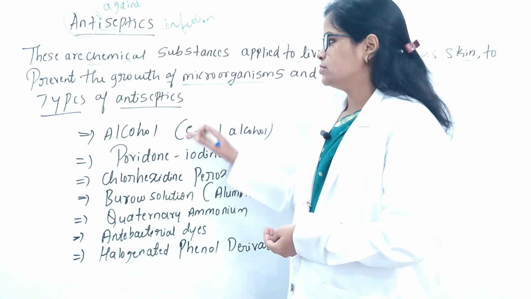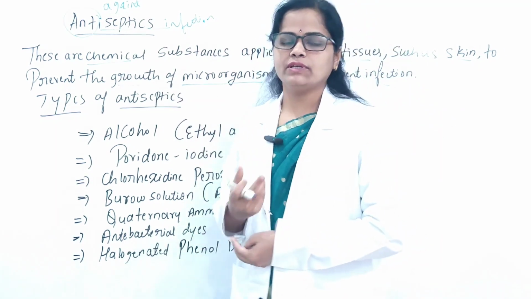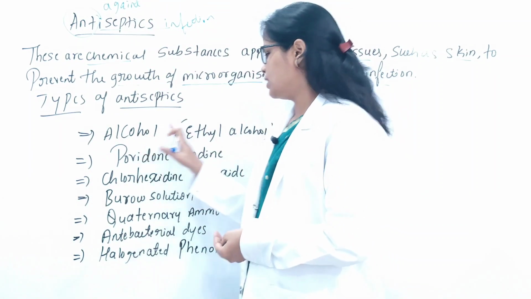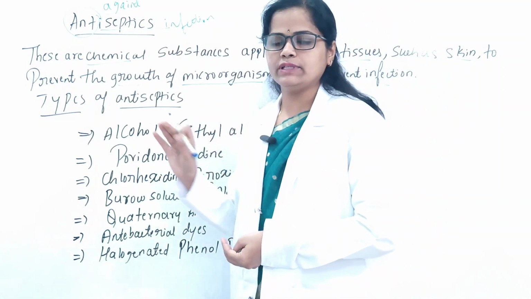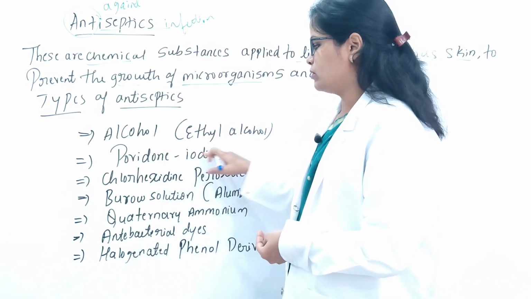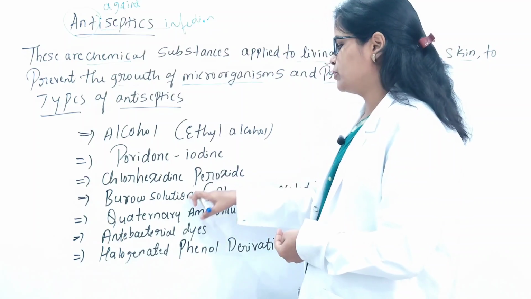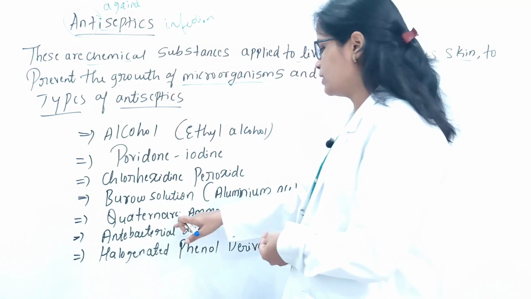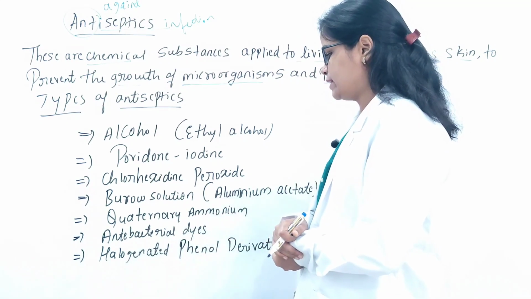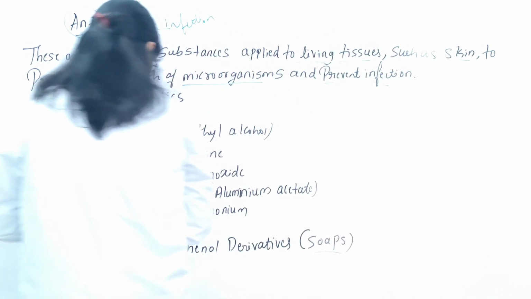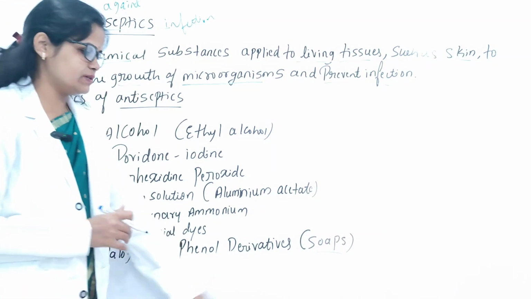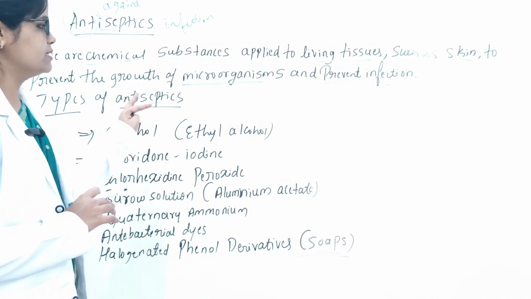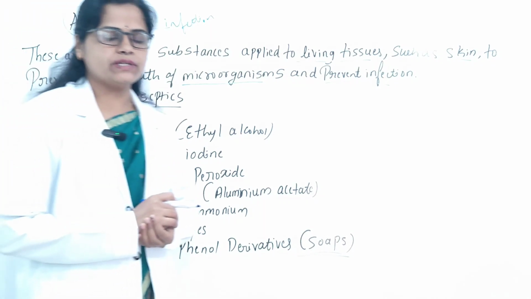Next we'll look at the types of antiseptics which are used in day-to-day activities in hospital settings. Those are alcohol, also called ethyl alcohol, povidone iodine, chlorhexidine, peroxide, Burow's solution, which is also called aluminium acetate, quaternary ammonium, antibacterial dyes, and halogenated phenol derivatives, which are found in soaps. This is the definition and the types of antiseptics.